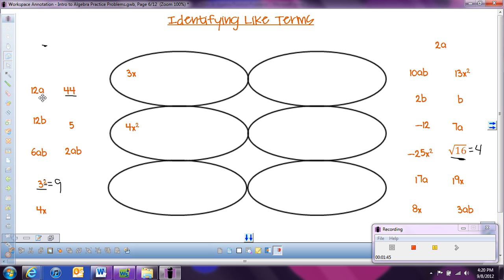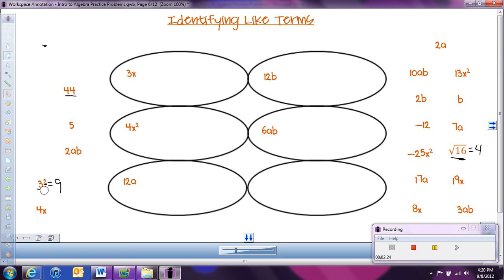Here we have 12a. A is a different variable than x or x squared, so that one is different as well. It's going to go in its own oval. Here we have 12b. Now we have 12b and 12a. It has the same constant in front, but remember it's not the number that we're looking at, it's the variable. The variable has to be the same. So 12a and 12b are not the same, so we're going to put those in different boxes. Here we have 6ab. We haven't had any other ab's yet. We have just an a, just a b, but no ab's, so that's going to get its own circle.